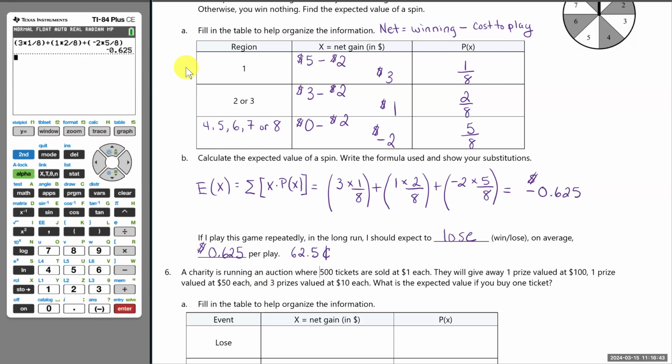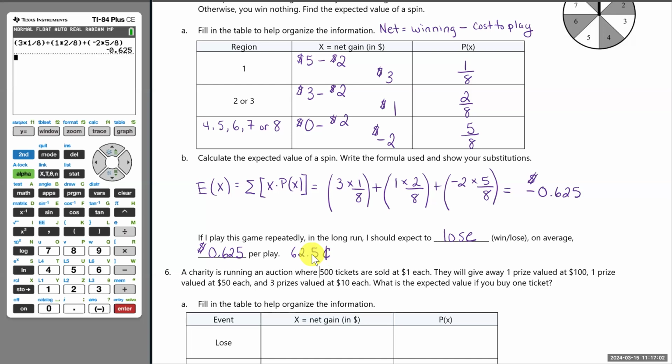So the idea is if you play, sometimes you'll win $5, sometimes you'll win $3. But most of the time, 5 out of 8 times, you are going to be losing money. So in the end, if you continue to play this game, you'll be losing on average 62.5 cents per spin.